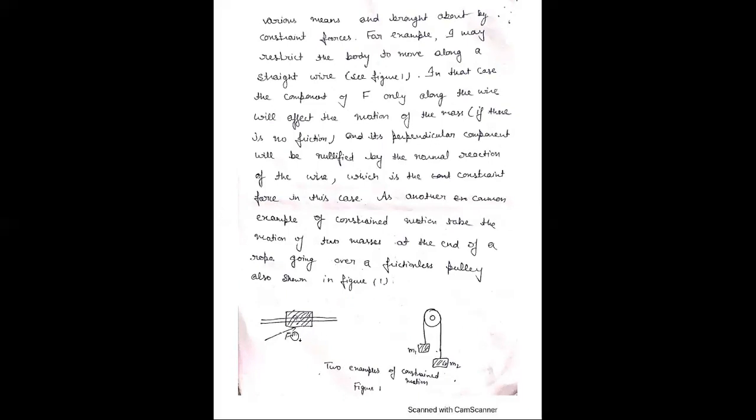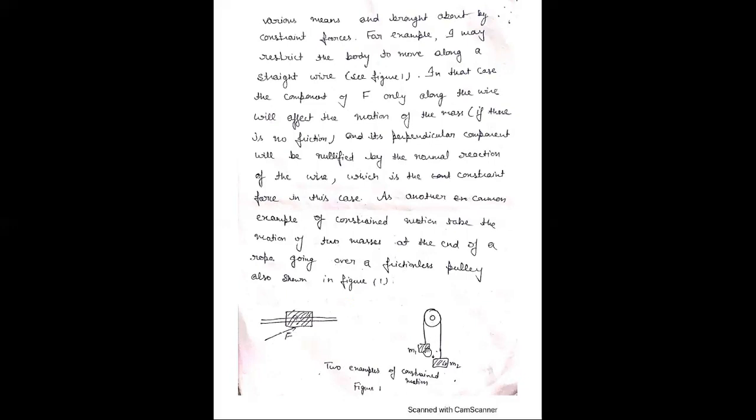Therefore, the normal reaction is the constraint force. Now, in this case, this is the Atwood machine. There are two masses, M1 and M2, connected by a rope going over a frictionless pulley.